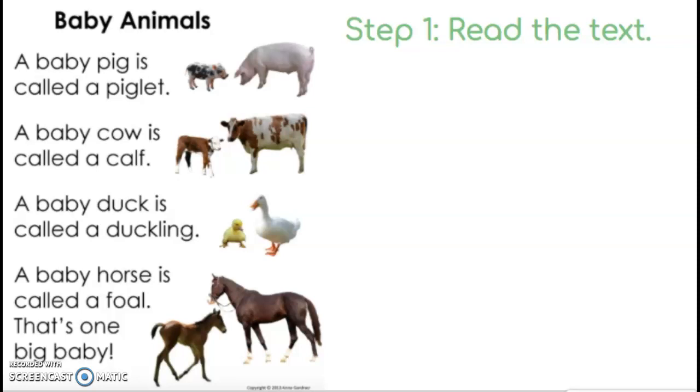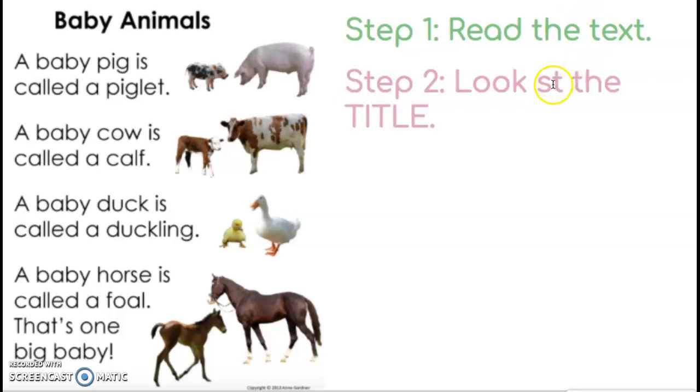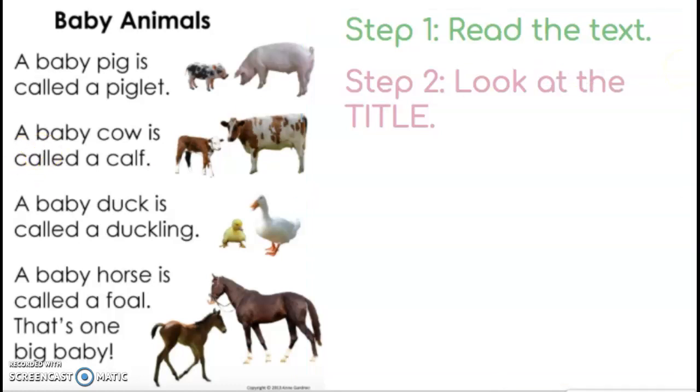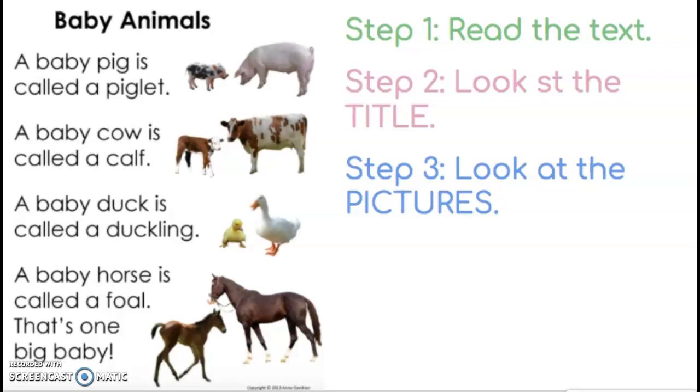So, I said read the text. Okay, I did that. Step 2, look at, uh-oh, even Miss Gaines makes mistakes. There we go. Look at the title. So my title is Baby Animals. That is what I read mostly about, the names of different baby animals. So that would be a pretty good main topic. Let me do my next step just to be sure. Look at the pictures. Okay. Well, the pictures match the title.